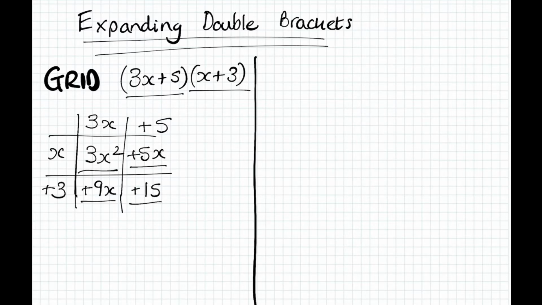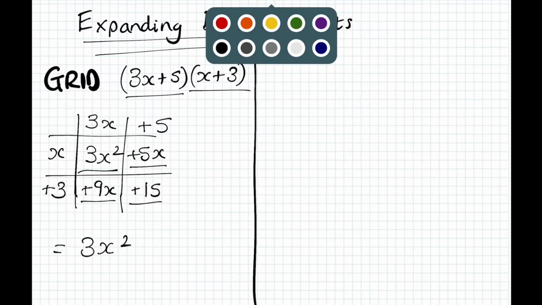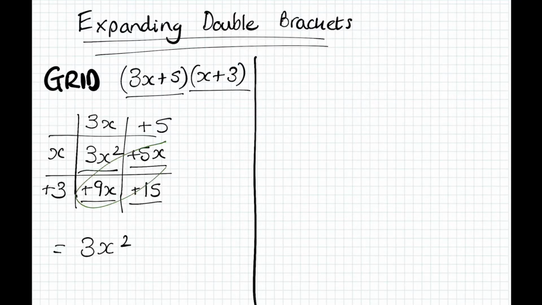Then all we need to do is simplify the expression, and we've got our answer. So if we take out the 3x squared, something nice about the grid method is that you'll notice that often these two terms here that are diagonally opposite will simplify together. They're both x terms, so that would be 14x and then plus 15. And there's your answer with the grid method. So that's the first one, that's the grid method.